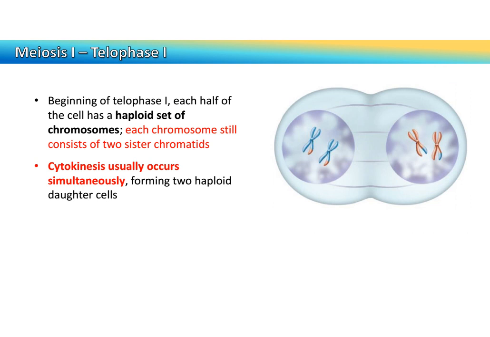Telophase 1 takes place when each cell has a haploid set of chromosomes, meaning N. And each chromosome still consists of 2 sister chromatids, like this. Cytokinesis will always take place simultaneously. Looking at this cell, it is obviously an animal cell with the formation of a cleavage furrow once again.